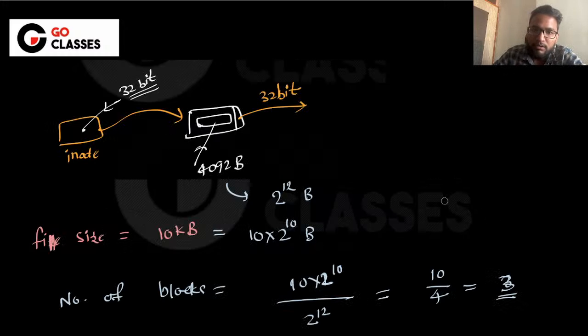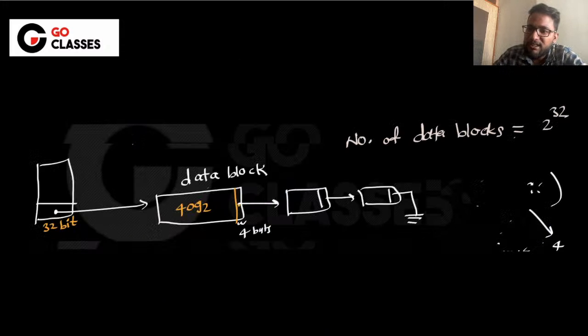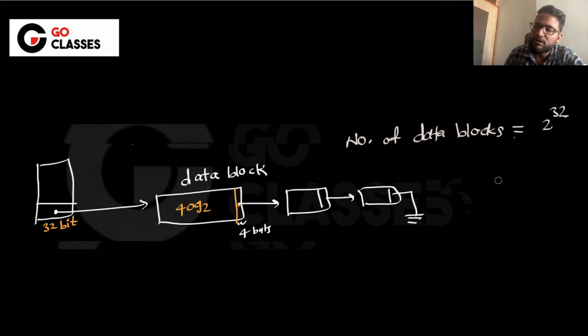This is 4092, like 2 power 12 is 4096 basically. But anyway, if you do the same calculation, you will be getting this 3 only. So the block size is 4092 plus 4, so you are going to have 4096. So the number of blocks is this, and the block size is 4096. Why? Because this is how I calculated 2 power 32, because a 32-bit pointer is given to me.